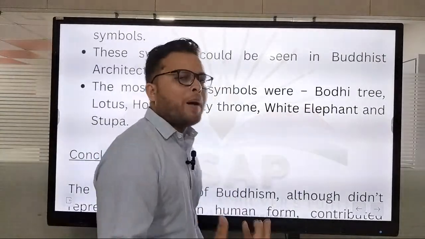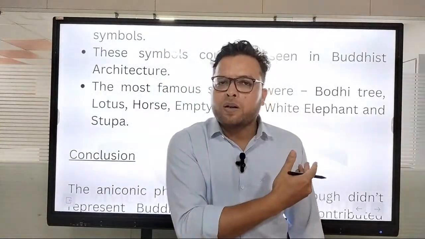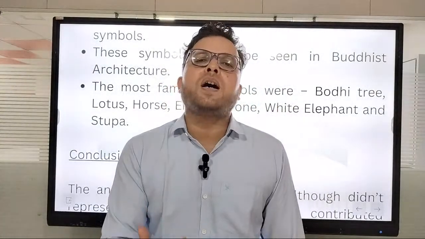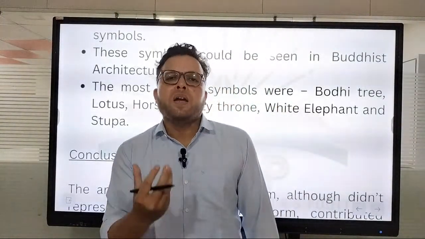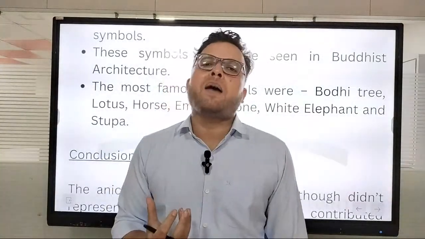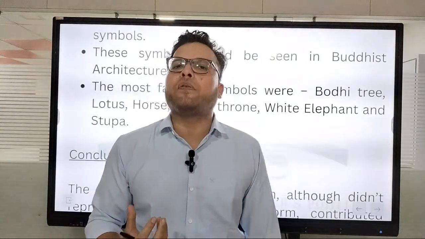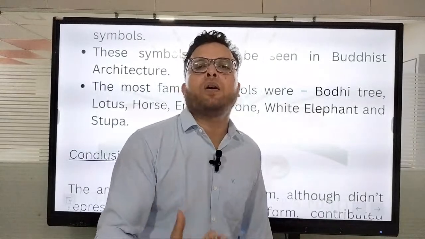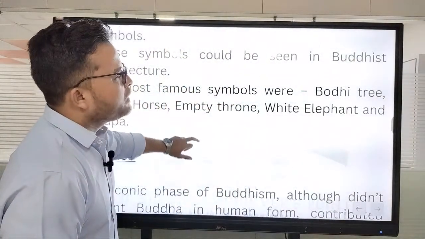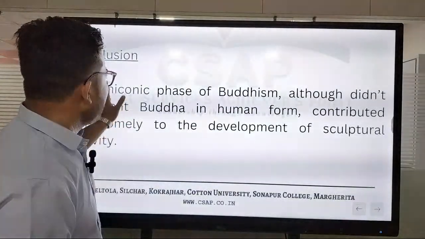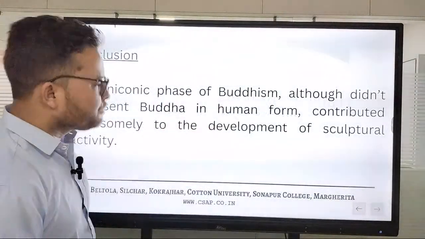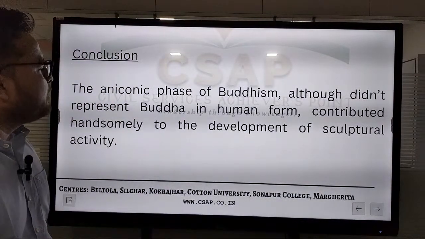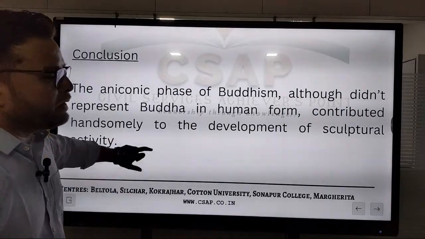And stupa. Stupa we saw, we saw the meaning of stupa. Stupa itself means what? Stupa itself is associated with the Mahaparinibbana, or death, of Gautam Buddha. So stupa in itself represented the Mahaparinibbana of Gautam Buddha. And these were some of the ways how Buddha was represented in the form of symbols. So the aniconic phase of Buddhism, although it did not represent Buddha in human form, contributed handsomely to the development of sculptural activity.